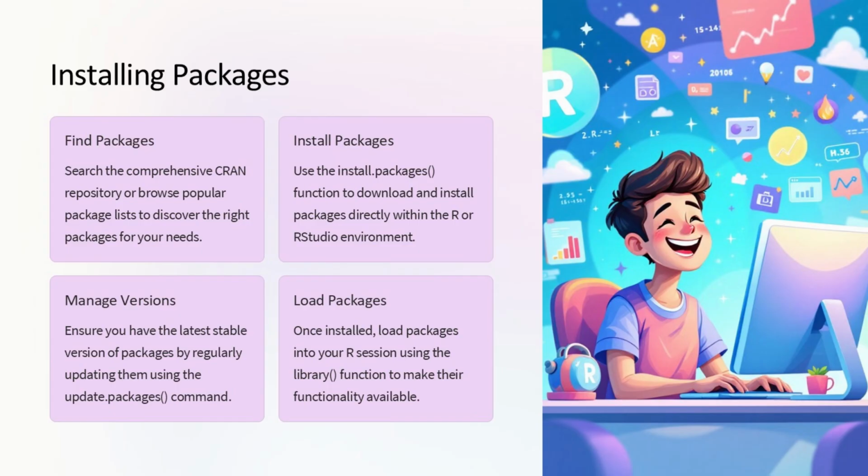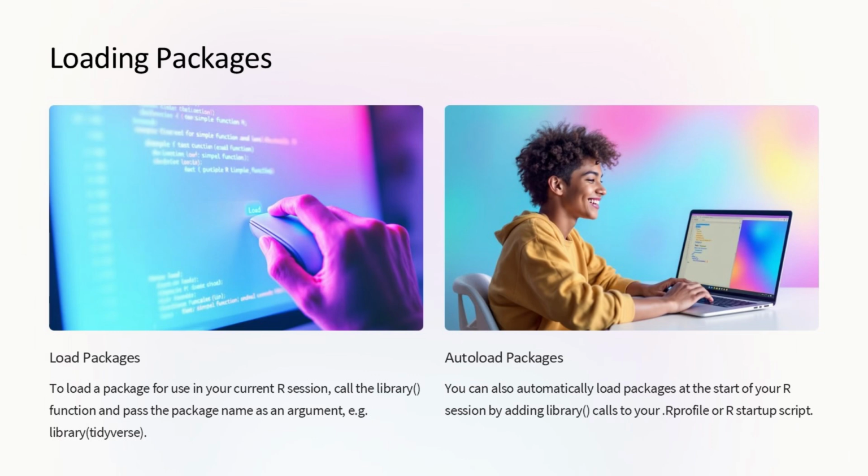The key steps for installing and managing R packages are finding, installing, versioning, and loading them. Searching the CRAN repository and browsing popular package lists can help you discover the right packages for your needs. Use the install.packages function to download and install packages directly within R or RStudio. Regularly update packages to ensure you have the latest stable versions using the update.packages command. Once installed, load packages into your R session using the library function to make their functionality available. Loading packages is an important first step when working in R.